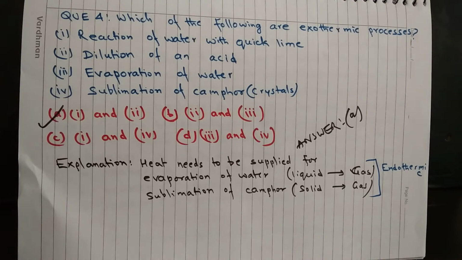You can recall from various activities in your science book that whenever calcium oxide, quicklime, is added to water, then the reaction mixture becomes warmer, the temperature increases, and that is why this is an example of exothermic reaction. Whenever an acid is diluted, it also raises the temperature of the mixture. So these two are exothermic processes.